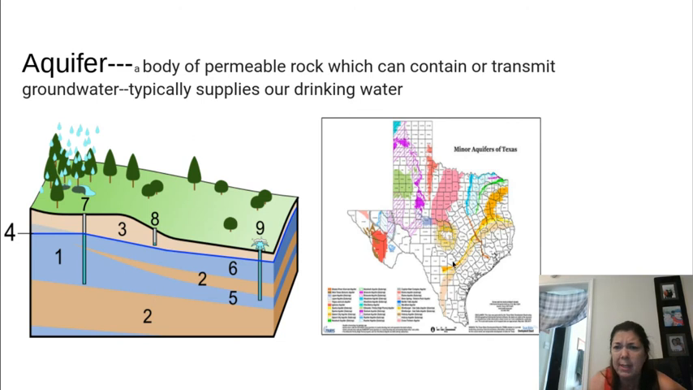Here's a little map just so you can see some of the major aquifers that we have here in Texas.